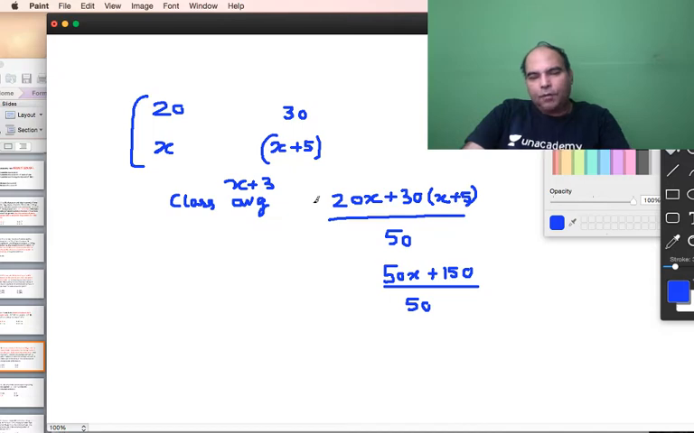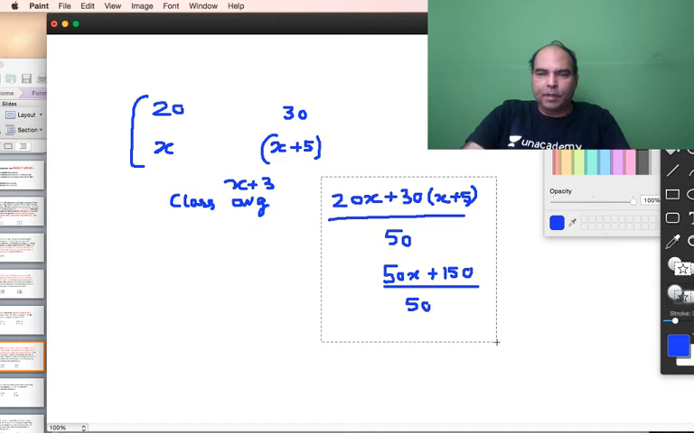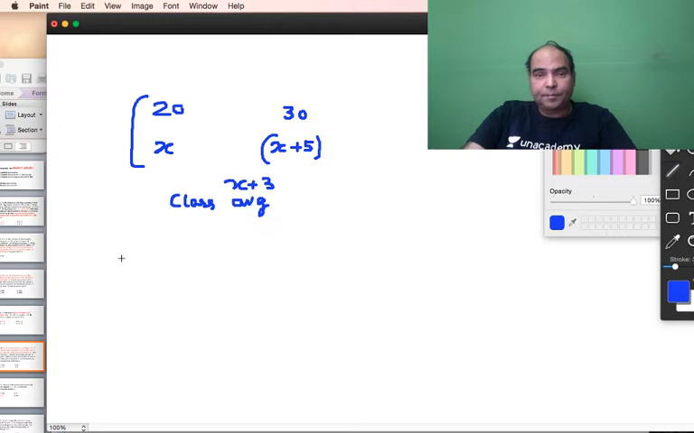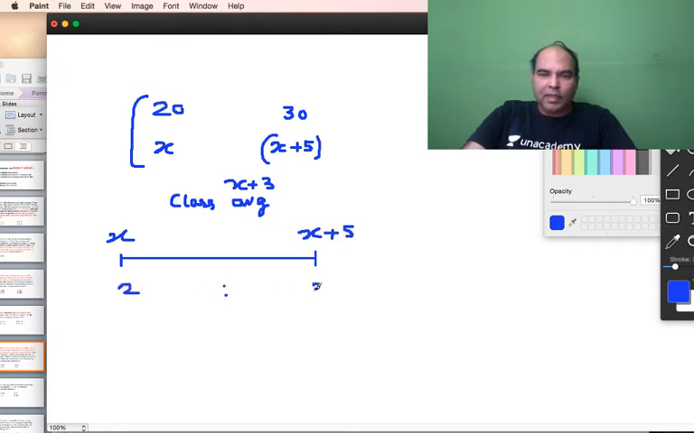But if you use a different method, the method of alligation, what you will realize is that you have got the average of the boys as x and the average of the girls as x plus 5, and the ratio of number of students is 2:3. So in this case, without any calculations, naturally through the use of alligation you get x plus 3 as the average.